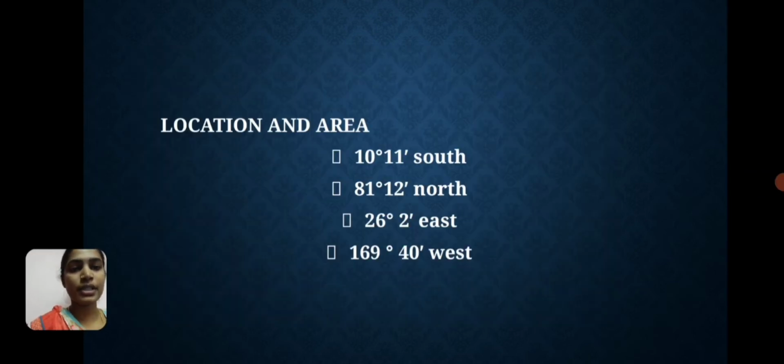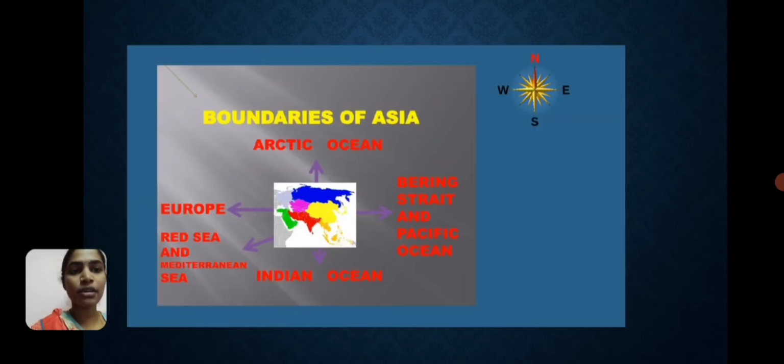Location and area. 10 degrees 11 minutes south, 81 degrees 12 minutes north. That is the latitude. And 26 degrees 2 minutes east, and 169 degrees 40 minutes west. That is the longitude. Okay students, I hope you understand location and area. And the next is boundaries of Asia.